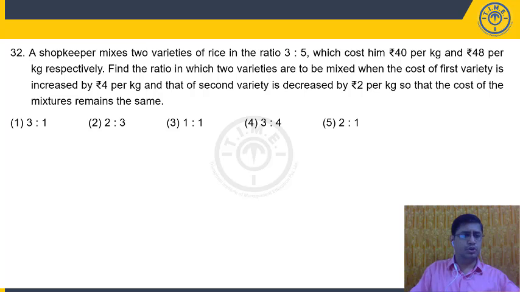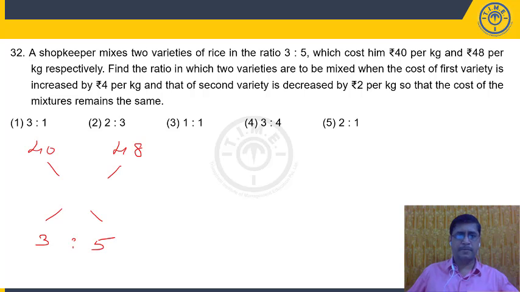Now look at the question number 32. Now what is the discussion? A shopkeeper mixes 2 varieties of rice in 3:5, which cost him 40 rupees per kg and 48 rupees per kg respectively. 2 varieties are here. One is 40 rupees and the other is 48 rupees. These are the 2 varieties. He is mixing these 2 varieties in the ratio 3:5.